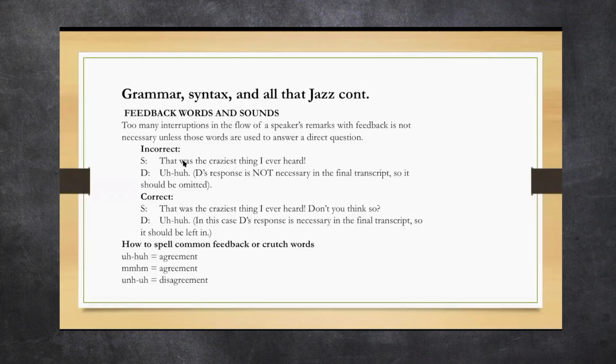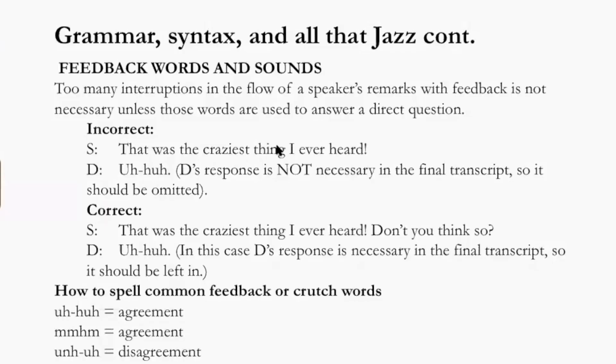So in this case, "that was the craziest thing I ever heard." The person says, it's not really necessary in the final transcript, so it can be omitted. So the correct way would be, "That was the craziest thing I ever heard. Don't you think so?" And then you would keep the feedback words if there was a question ahead of time that prompts it. If it's just something that was there once again to show acknowledgement, then you don't need to keep it, you can just omit it.